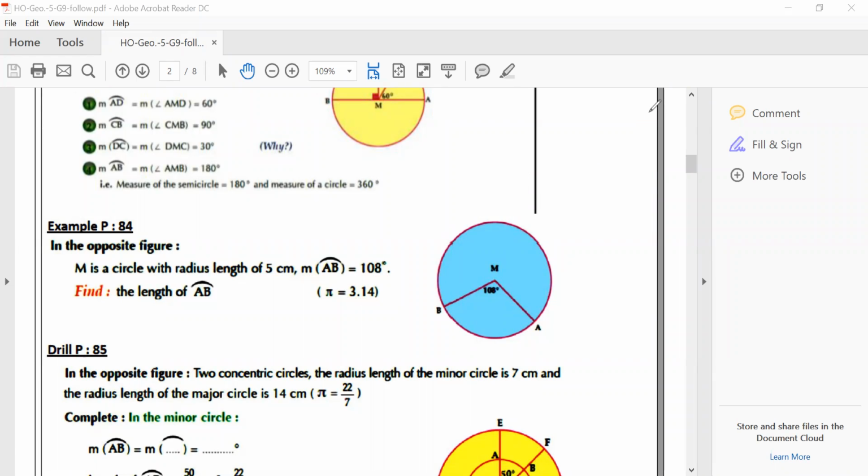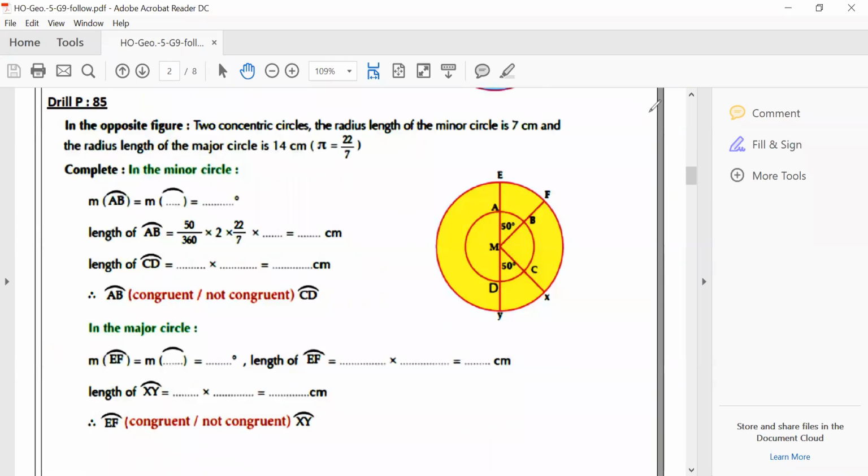Quickly going to this drill. In the opposite figure, two concentric circles. Two concentric means they have the same center, M. The radius of the minor circle, the small circle, is 7. The major circle's radius is 14, and π is given as 22/7. I want to complete here. Study the figure well. I have the measure of angle FME equal to 50 and XMY also 50. These are the central angles for the opposite arcs.